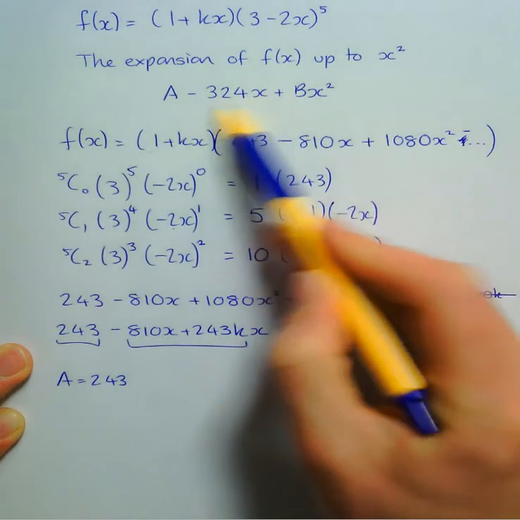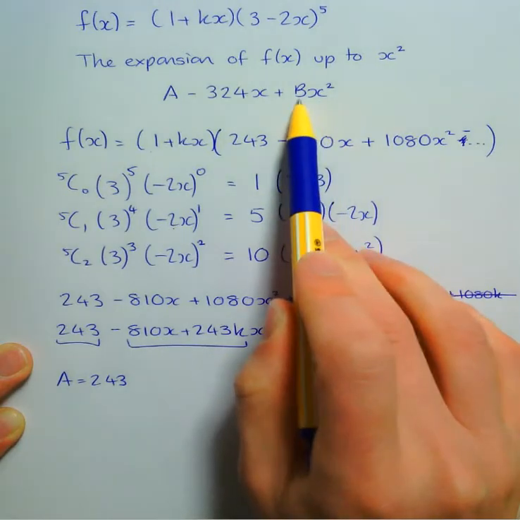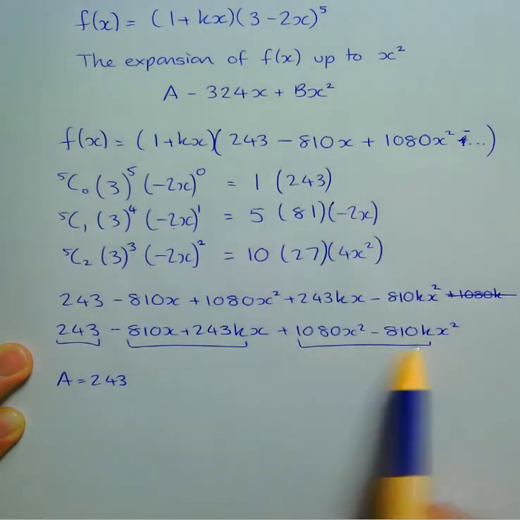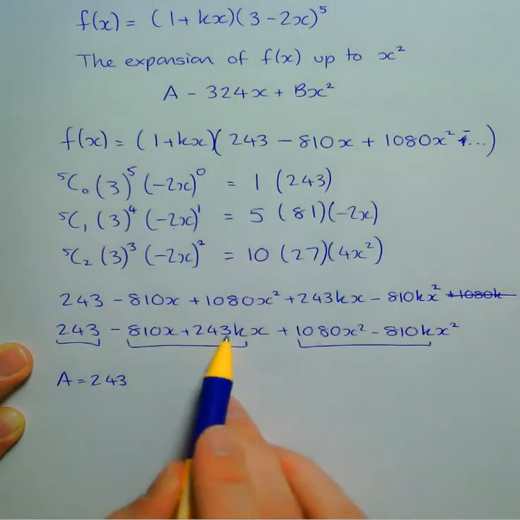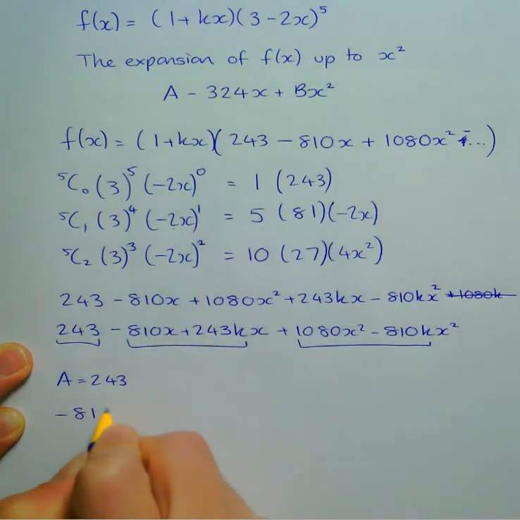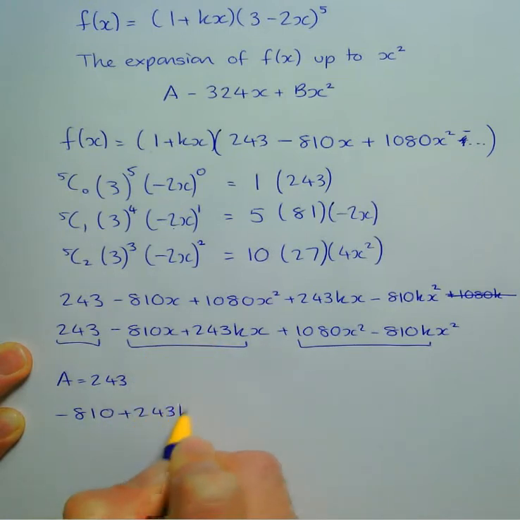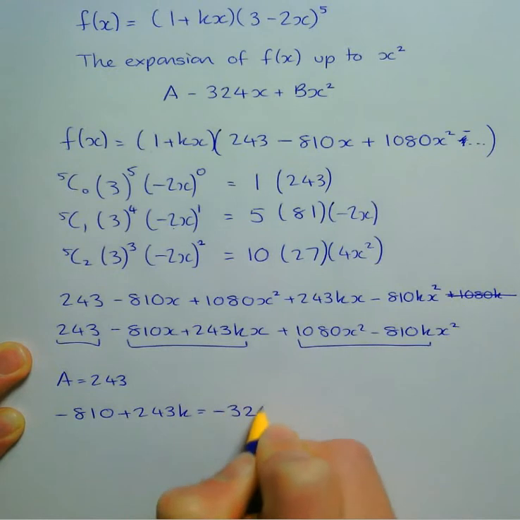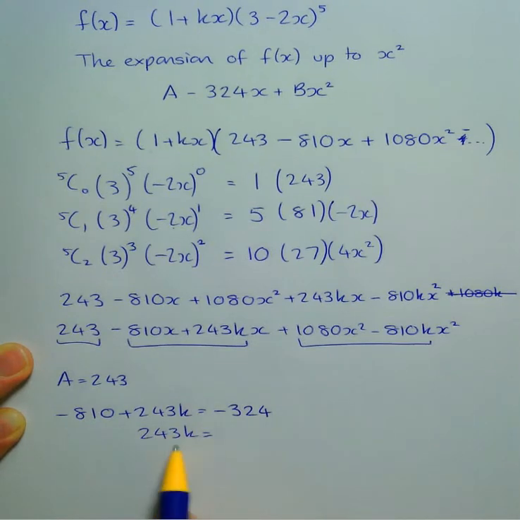This coefficient here of x is this part here, and the coefficient of x squared they've called b is equal to this part here. So you can see we've got k's all over the place, but they've told us this number here. So if we look at the coefficient here, we've got minus 810, the coefficient of this one, plus this one. Well, that equals negative 324. They're telling us that in the question. So now we can rearrange to find out what k is. So what is that? That's 486, so k is therefore 2.